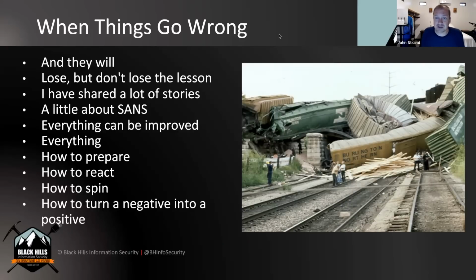Oh, we crashed the legacy system. Great. We'll be sure to note that in the report as a finding. Not sitting there and apologizing. I mean, this is clearly a problem. If it falls over with the Nessus scan, that is something that needs to be addressed. And how can you turn a negative into a positive?